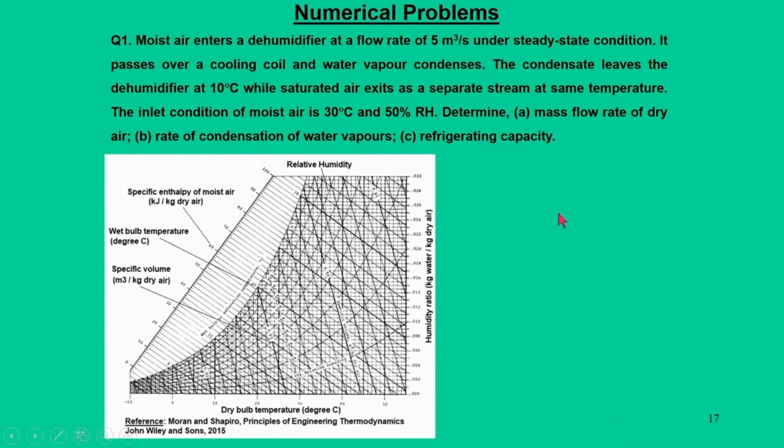Okay. These are all about the different psychrometric processes and how different psychrometric properties can be used for designing air conditioning systems. Now, we will discuss some numerical problems based on certain air conditioning processes that we discussed so far. The first one is the dehumidification process.